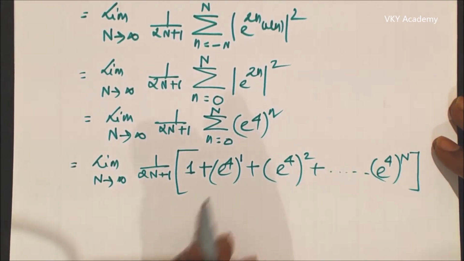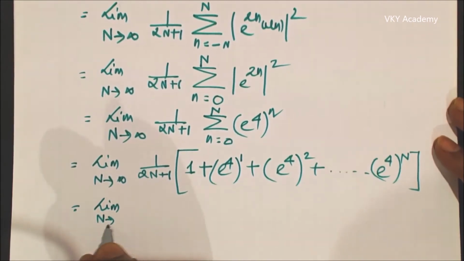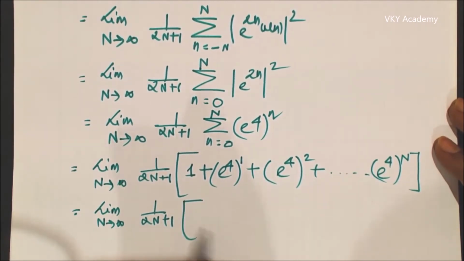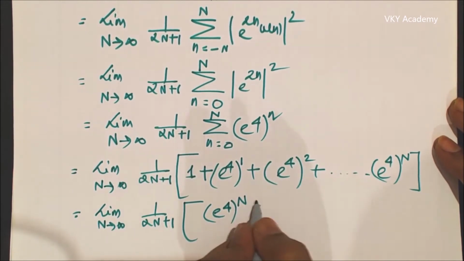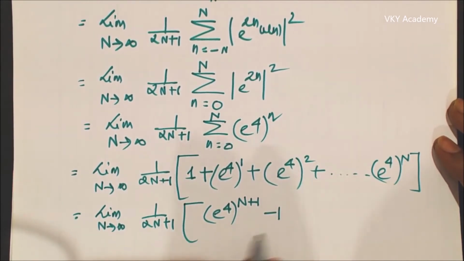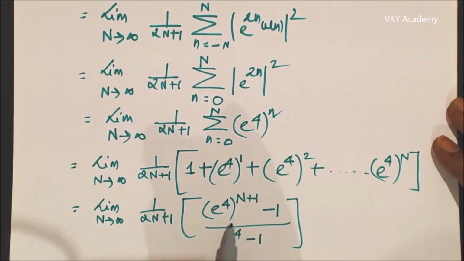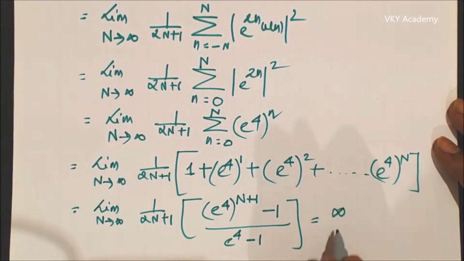And this particular GP series converges at (e to the power 4) to the power (n plus 1) minus 1, divided by e to the power 4 minus 1. As we can see, the GP factor is greater than 1. The limit value for this particular signal will always be equal to infinite.